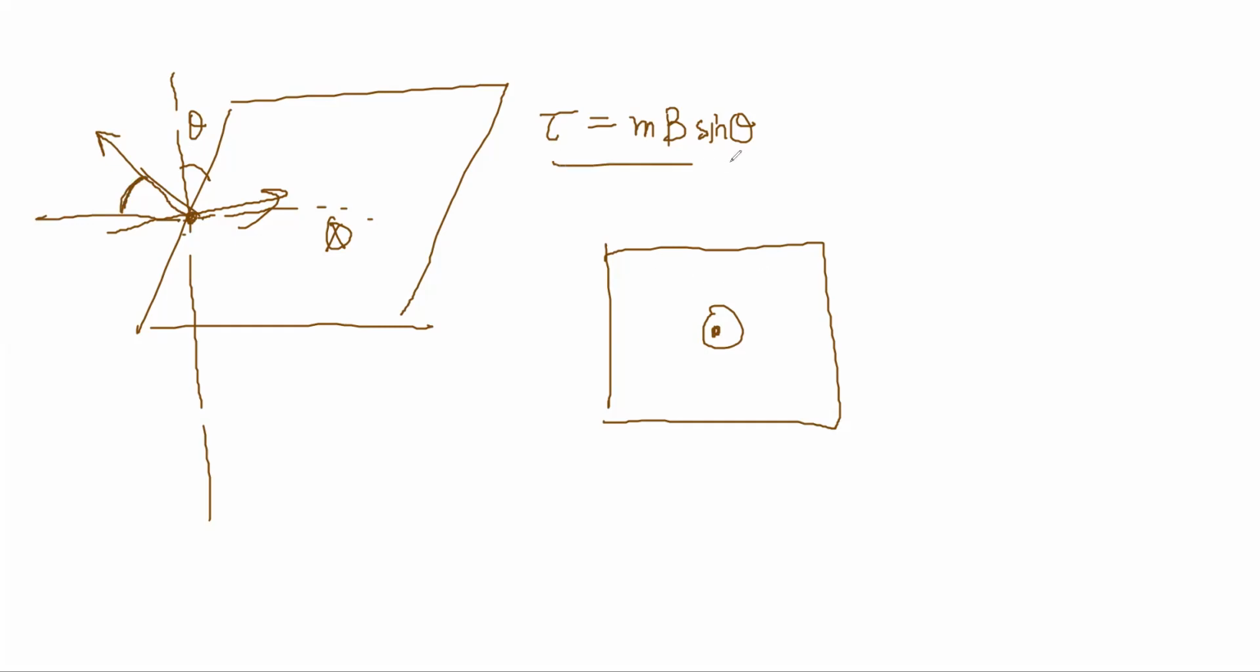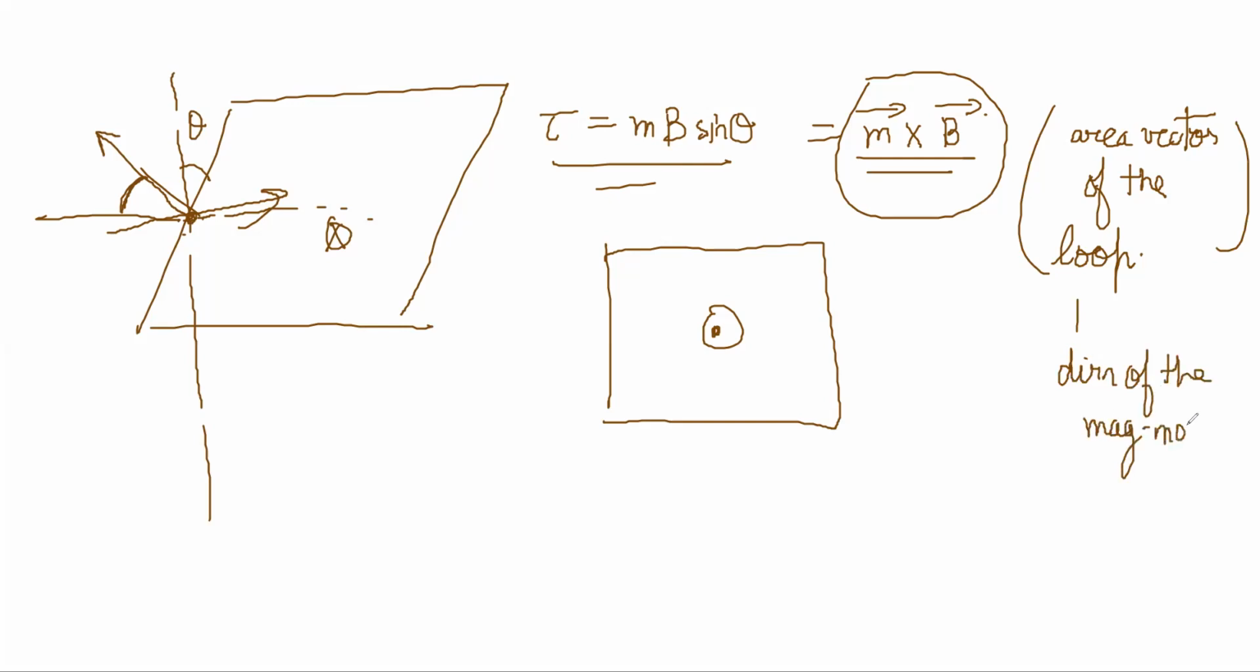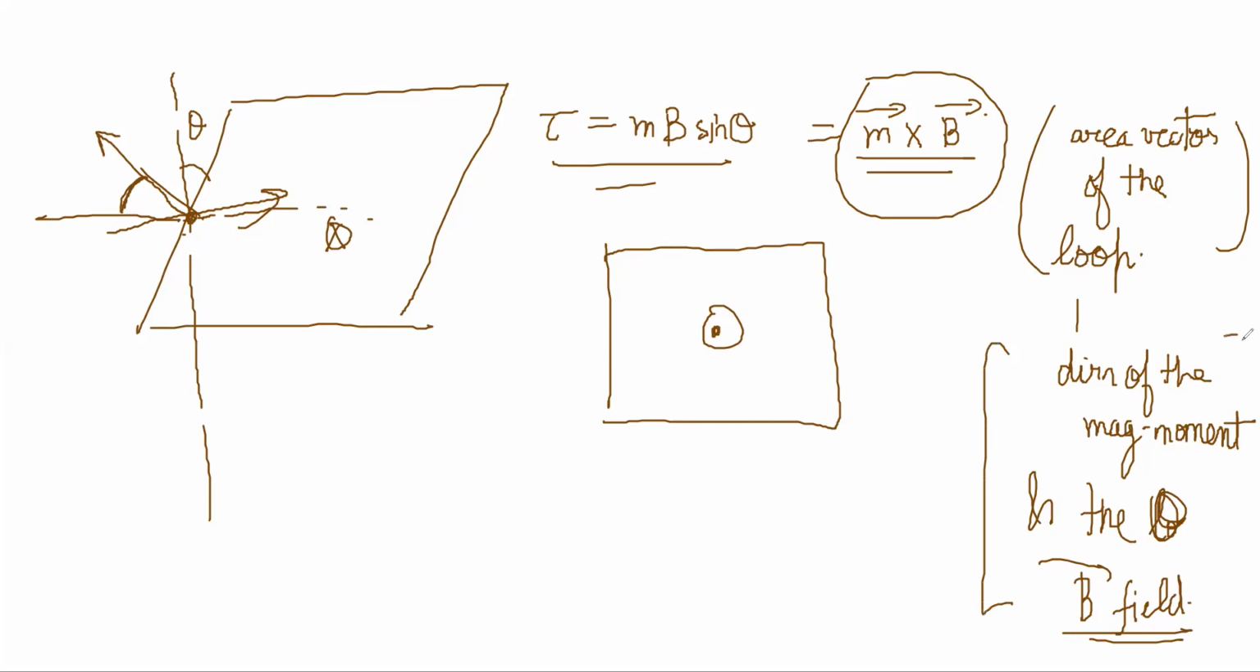So you have to be a little careful, but in your questions in the exam and all, it will be clear what that angle is. Think of the angle here as the angle between the area vector and the magnetic field. Area vector of the loop, which is the direction of the magnetic moment, and the B field. So that is the total. That will be the total torque.